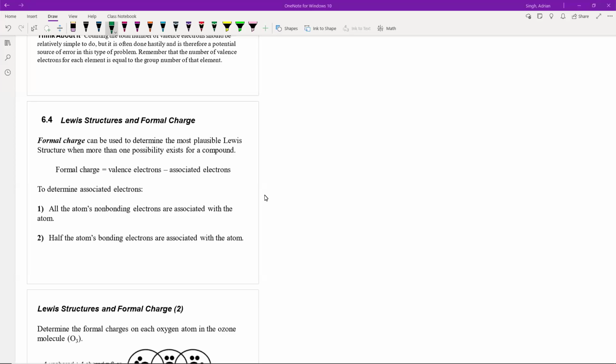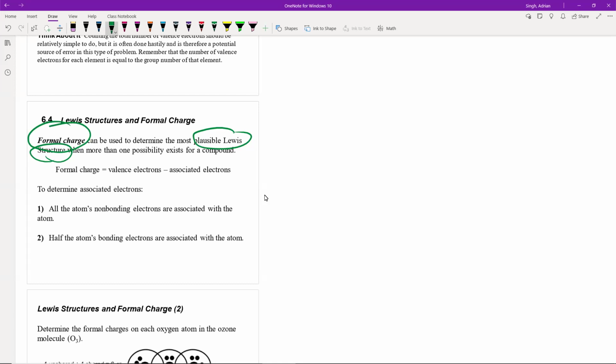Okay, so when you start drawing Lewis structures, you may run into a situation where it's possible to draw multiple different structures for the same formula. So if you have the option of selecting one of multiple plausible Lewis structures, we need to figure out a way that will tell us what the correct one is. And the thing that we use to help us determine what the most plausible Lewis structure is, we use something called a formal charge on the atoms and for the molecule or the species as a whole.